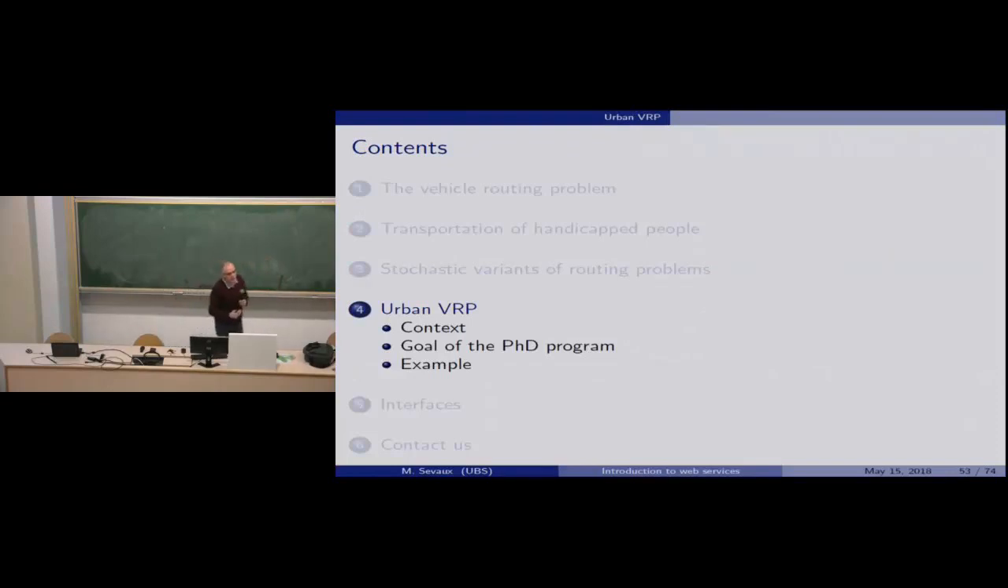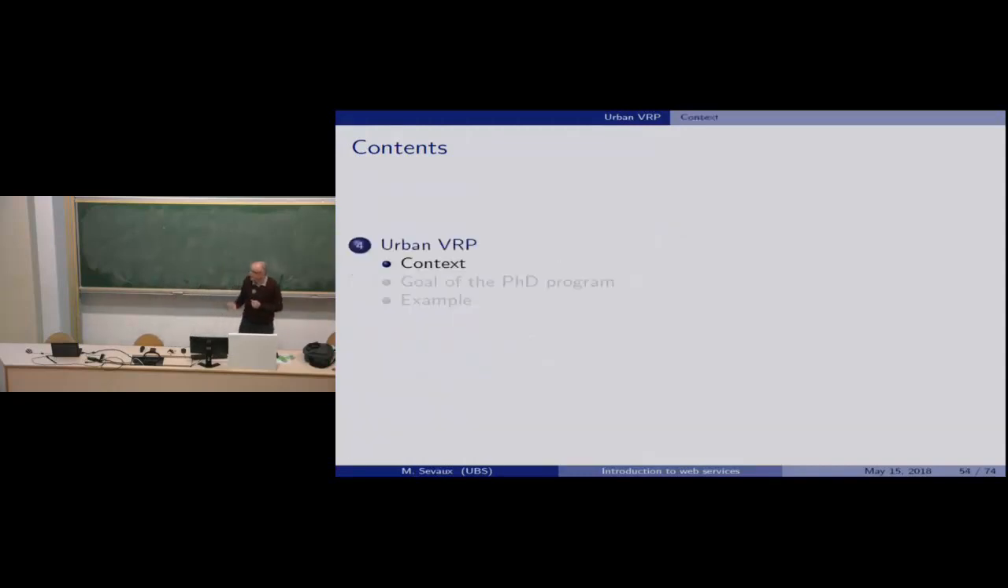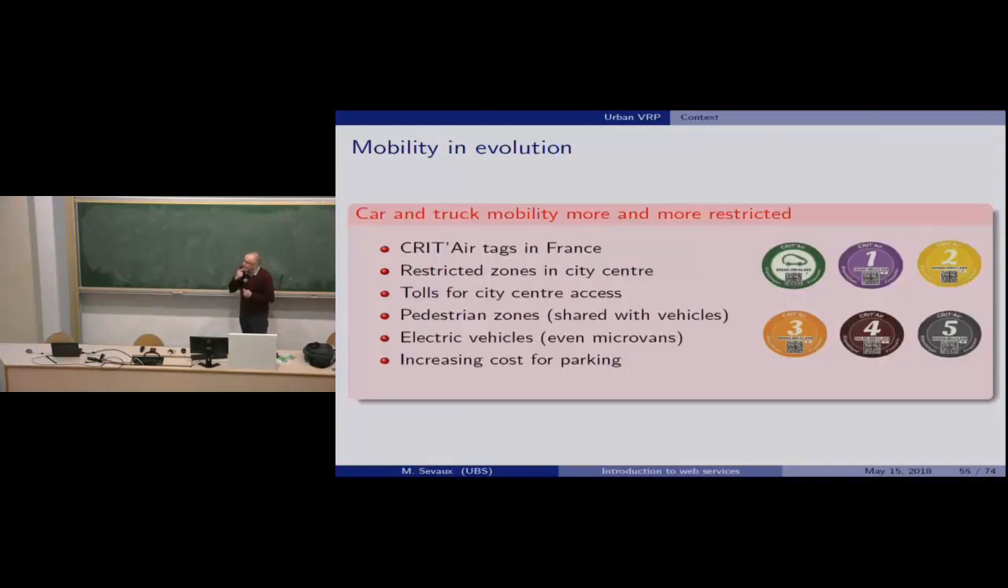Last example before showing you some interfaces. This is the context of the PhD program we start this year with Flavian. This is the Urban VRP problem. So the context is the following. Car and truck mobility are more and more restricted. This is the case in France, but this is the case in almost every European city.